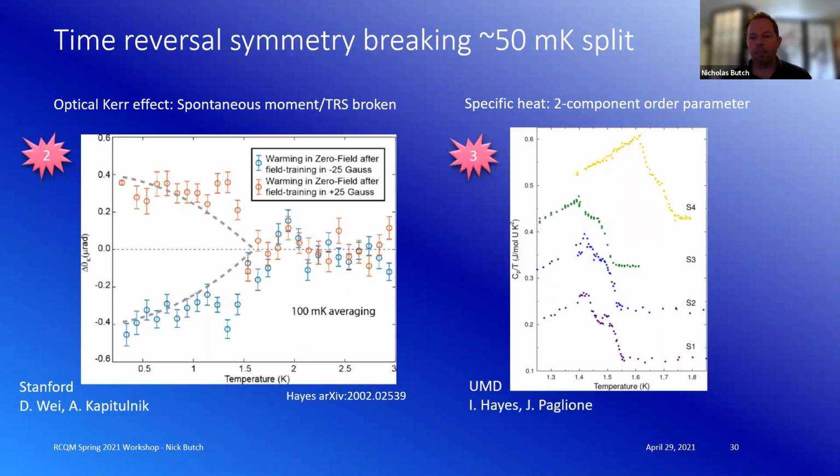All right, then points number 2 and number 3. How do you find evidence for time reversal symmetry breaking, especially if mu-SR can't? Well, another thing you can do is an optical Kerr rotation experiment, especially if your name is Kapitulnik. And indeed, the Stanford group has found evidence for a finite optical Kerr effect.